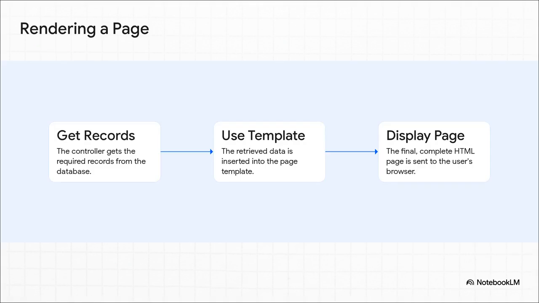And this all comes together in 3 simple steps. First, the controller goes and fetches the information it needs from the database. Second, it takes that data and plugs it into the template's blank spaces. And what you get is a final, complete HTML page that then gets sent right back to the user's browser for them to see.